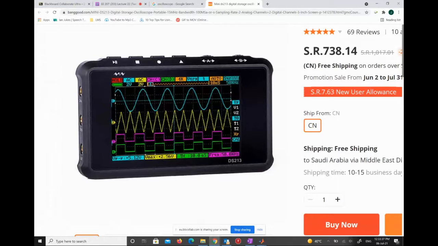You can buy a simple device that you can connect to your computer, and you don't need a display. Basically, your computer becomes a display. So oscilloscopes now are quite cheap.